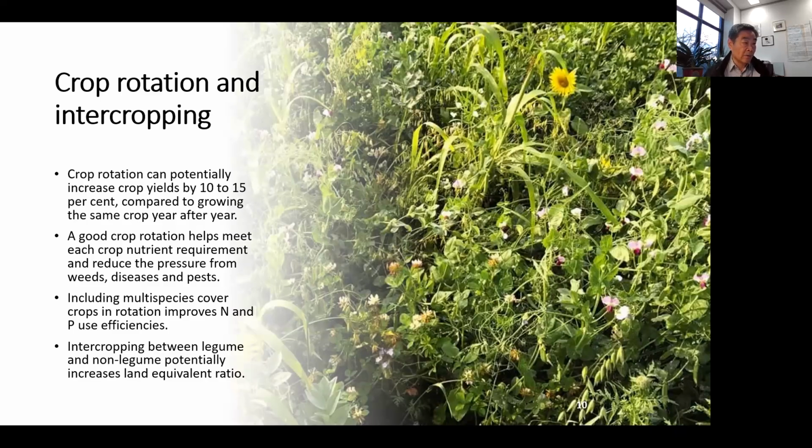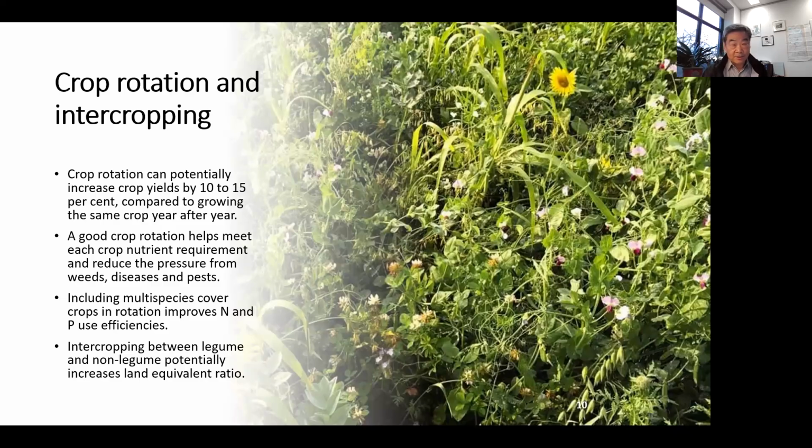Another part is to grow multiple species cover crops in the rotation to improve nitrogen or phosphorus use efficiency. If you grow only one species of cover crop, you actually run a higher risk, particularly if you just grow a legume for nitrogen fixation.